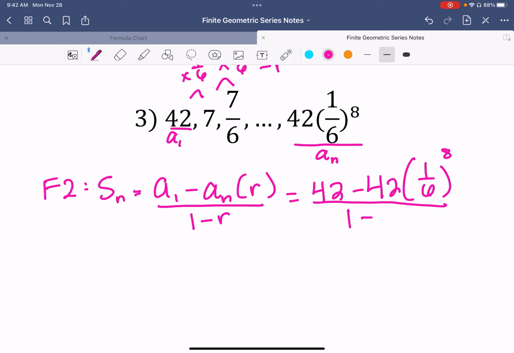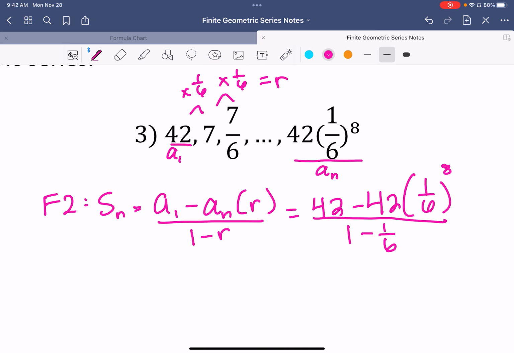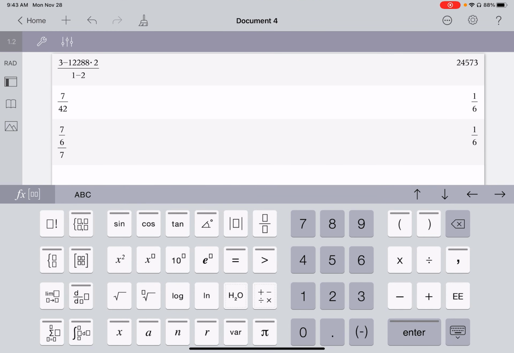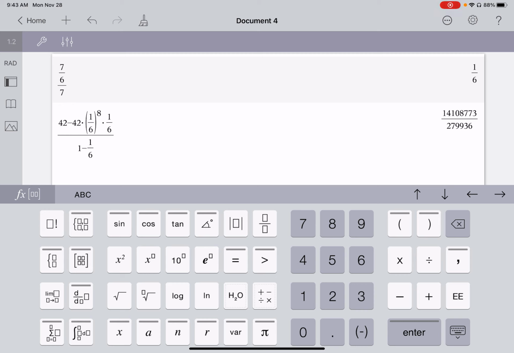I'm sorry. 1 minus the common ratio, which is 1/6. Oh, I forgot to multiply by the common ratio on the back side of the numerator. Okay, so let's go ahead and type all of that in the calculator. So we have 42 minus 42 times 1/6 to the power of 8 times 1/6 all over 1 minus 1/6. Okay, and you press enter and you get this fraction.